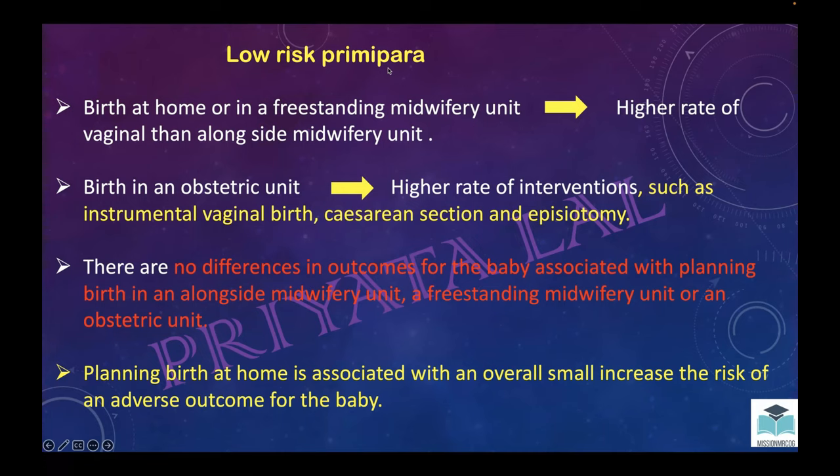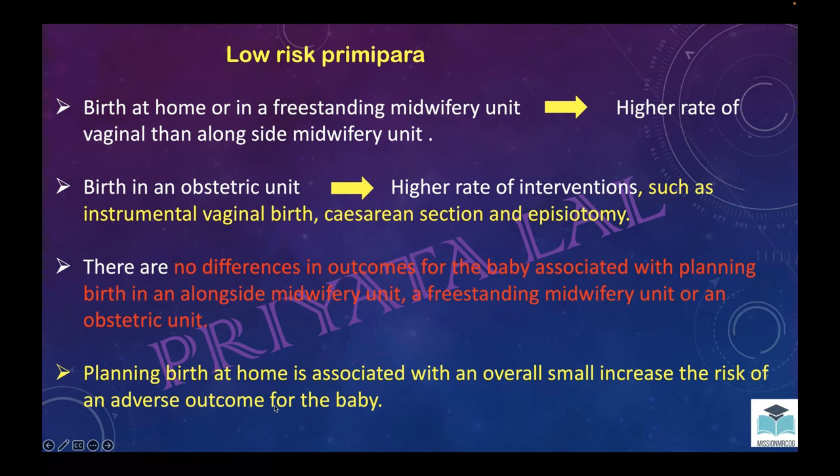Second, this we already know, this was there in the previous guideline also. In an obstetric unit, the rate of intervention would be high, like instrumental birth, cesarean section, and episiotomy, because they have a low threshold for all this. But if we see the outcome for the baby in planned midwifery unit, freestanding unit, and obstetric unit, the outcome would be the same. But if the birth is planned at home, then there is a small increase in adverse outcome for the baby.